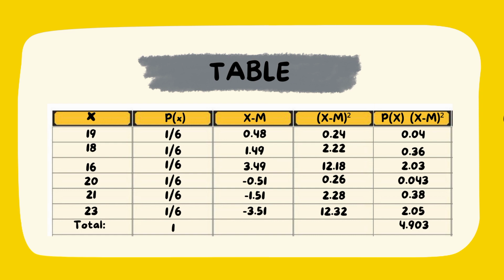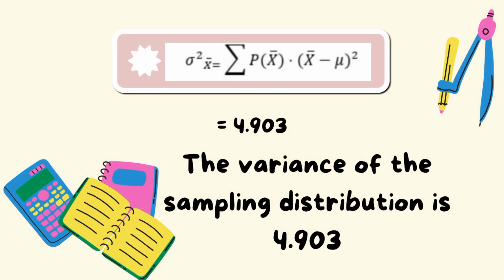Since we already have those values, we just add all the results. 0.04 plus 0.36 plus 2.03 plus 0.043 plus 0.38 plus 2.05 is equal to 4.903. Therefore, the variance of the sampling distribution is 4.903.